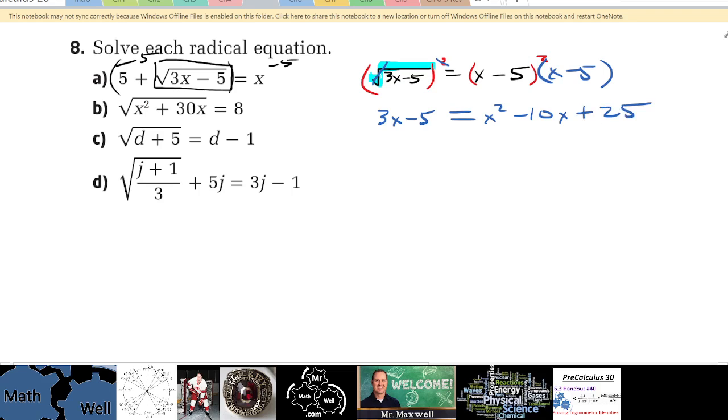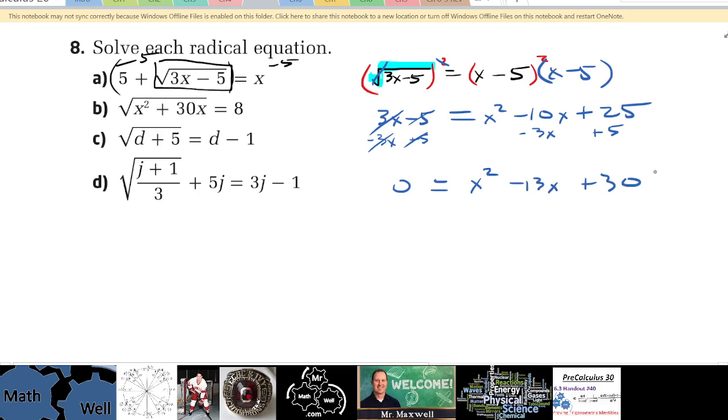So now you've got no more radicals. You're going to gather all the like terms onto one side of the equation, because you're going to end up with a quadratic, because you've got an x squared. That's going to be by itself. So let's subtract 3x. Let's add 5 to both sides. That's going to get rid of these. You're going to have 0 on this side. It's going to be x squared minus 13x plus 30.